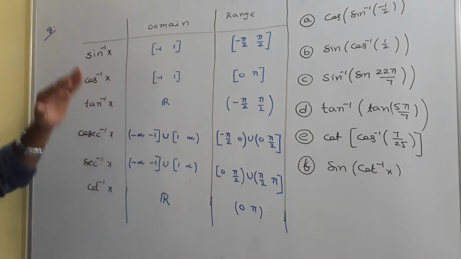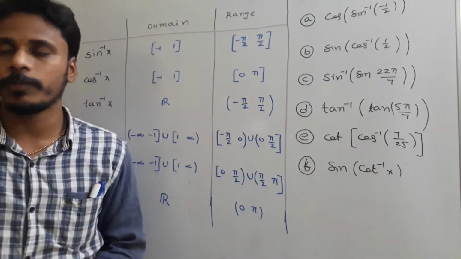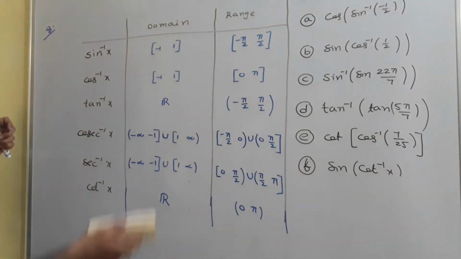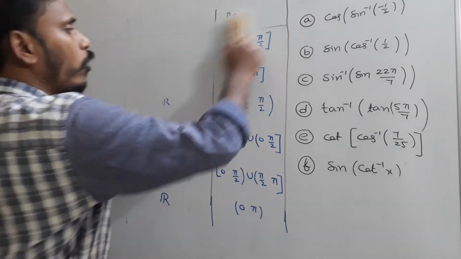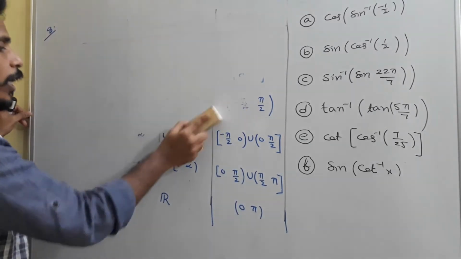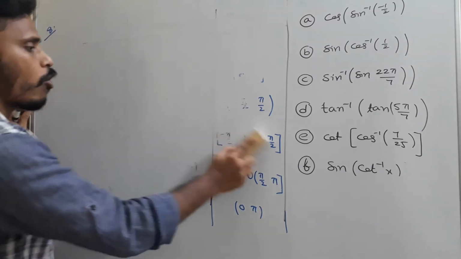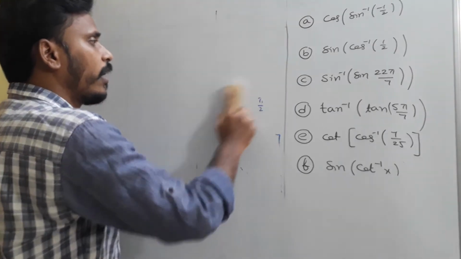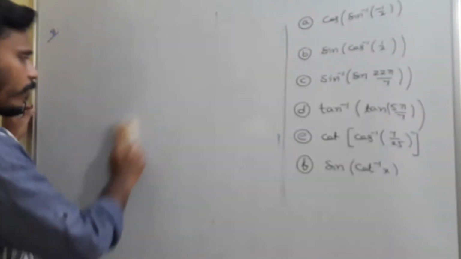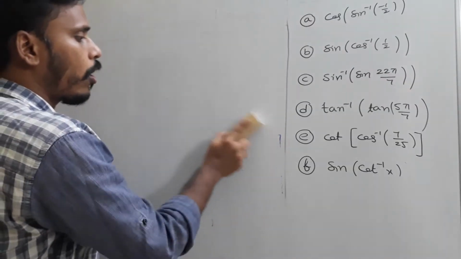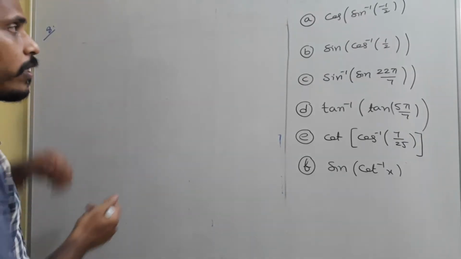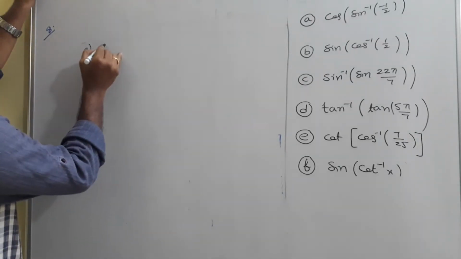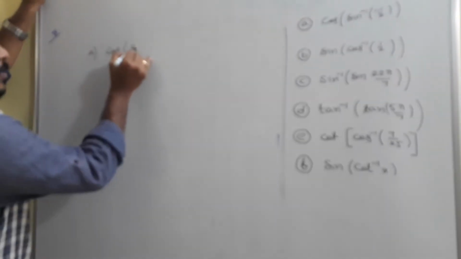So you just memorize these things, and now I am going to solve these simple values related to inverse trigonometry one by one. While calculating those simple values, we need to recall the domains and ranges of trigonometric functions as well as inverse trigonometric functions whenever they are required, right? Among all those, the first one is cos of sine inverse -1/2. Okay, cos of sine inverse -1/2.